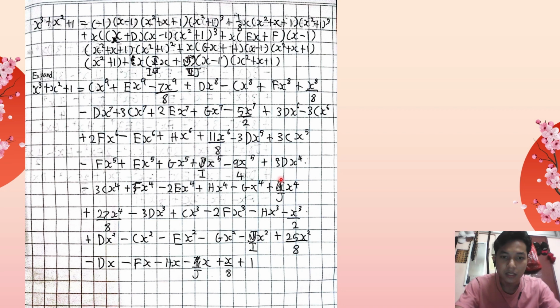plus 3dx to the power of 4 minus 3cx to the power of 4 plus fx to the power of 4 minus 2ex to the power of 4 plus hx to the power of 4 minus gx to the power of 4 plus jx to the power of 4 plus 27x to the power of 4 over 8 minus 3dx to the power of 3 plus cx to the power of 3 minus 2fx to the power of 3 minus hx to the power of 3 minus x to the power of 3 over 2 plus 2x to the power of 2 minus cx to the power of 2 minus ex to the power of 2 minus gx to the power of 2 minus ix to the power of 2 minus 25x to the power of 2 over 8 minus dx minus fx minus hx minus jx plus x over 8 plus 1.